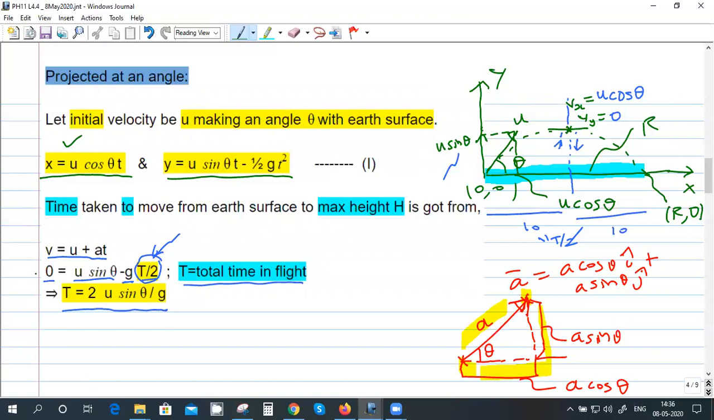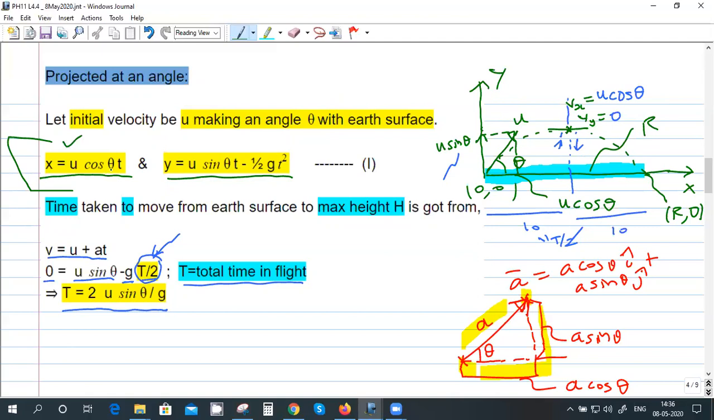Okay. x equal to u cos theta into t, and y equal to u sin theta t minus half g t square. There are two equations, right? And then x. You can eliminate t from them. If you eliminate t, then you get a relation between y and x. Here, what are the variables? x, t, y, and t, right? So x, y, t are the variables, so you can eliminate t.